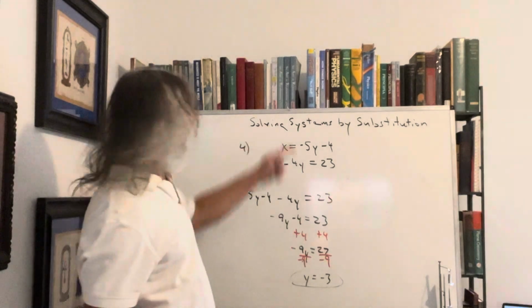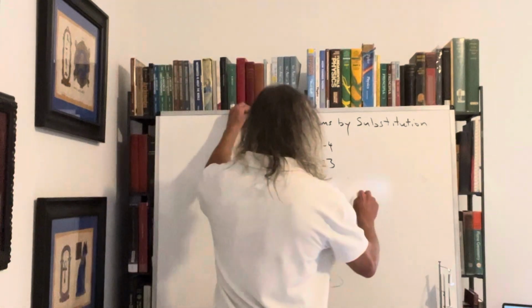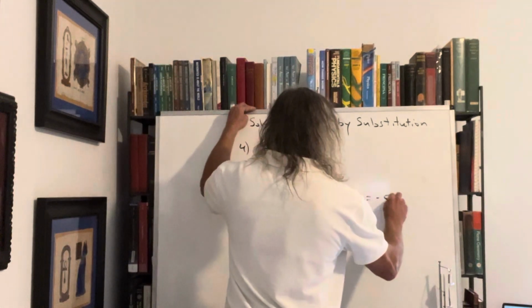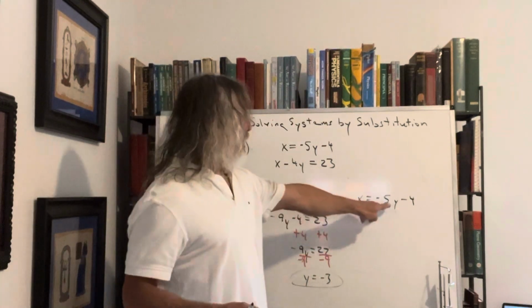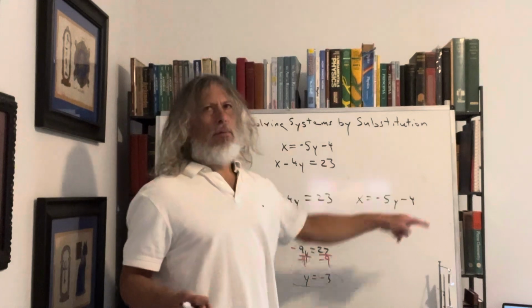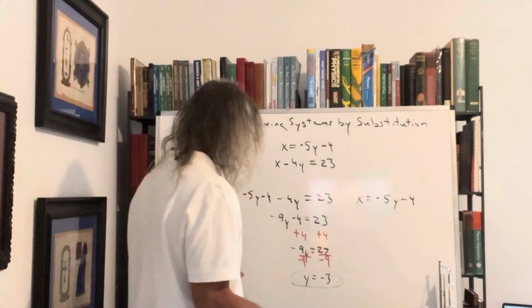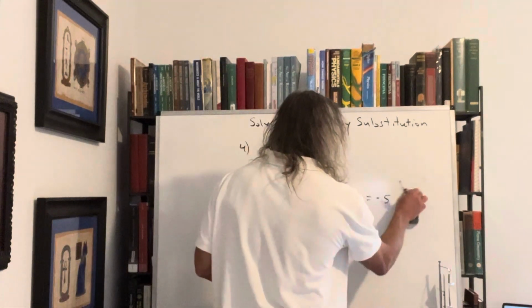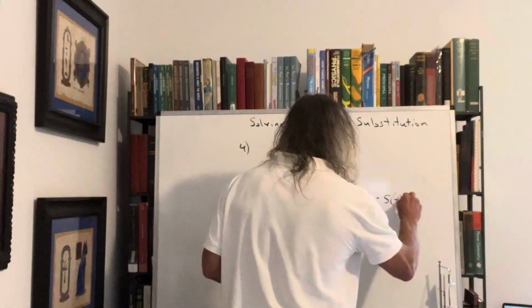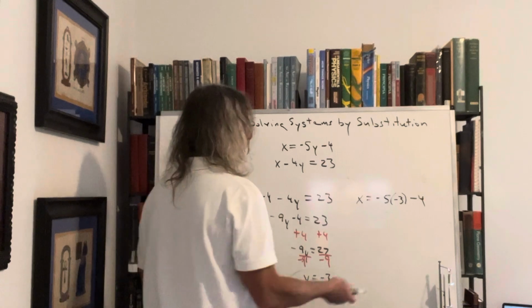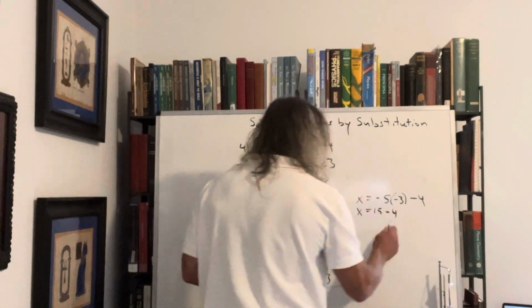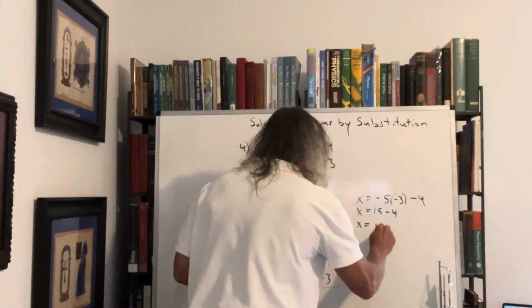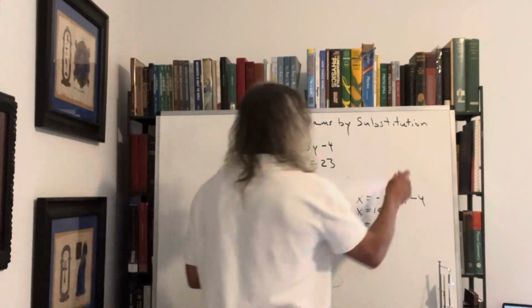Then we use our formula to get x. Because x is negative 5 times y, and then decreased by 4. So I put a negative 3 in place of the y. And then work it out. This times this is 15. 15 minus 4 is 11. Good.